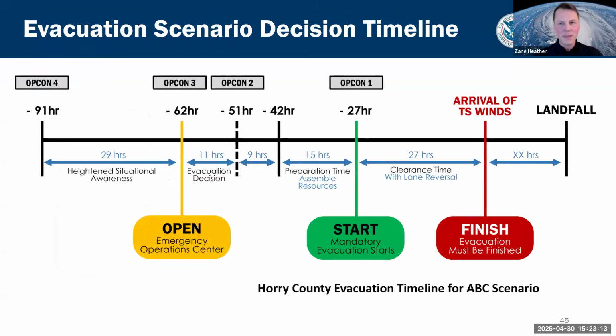Based on that, they have worked backwards to integrate different planning and operational assumptions. So you've got your clearance time with lane reversal, you've got your preparation time, and you've got essentially the total elapsed time you need to make an evacuation decision. As you can see, that's 62 hours prior to the onset of tropical storm force winds based off this scenario, which is a long time prior to the onset of the hazard, and there's going to be a lot of uncertainty still in that forecast. So something to keep in mind.